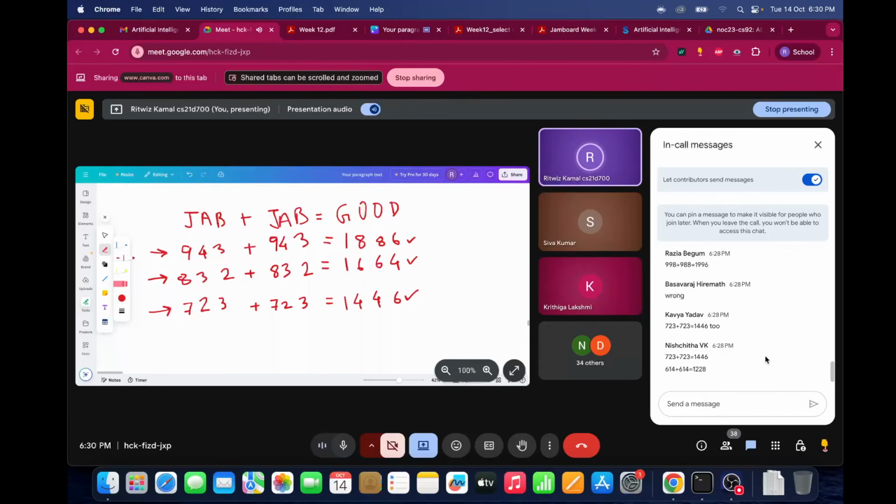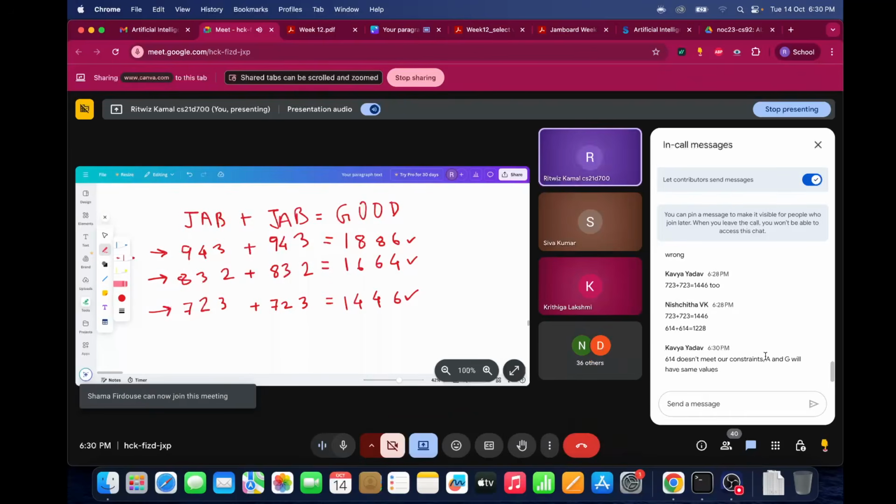Okay, again I see some suggestions in the chat box. Please make sure that the constraints are satisfied. The whole topic of discussion this week is constraint satisfaction. So each alphabet has to be assigned a unique value. You cannot have two alphabets with the same value, so that will eliminate 614 plus 614.